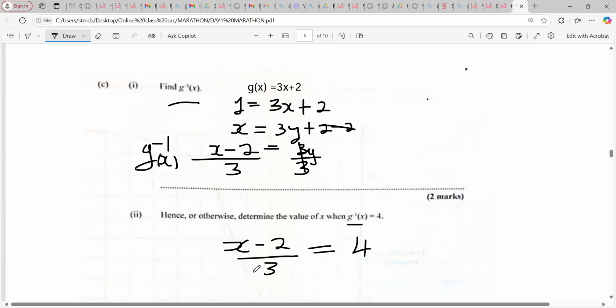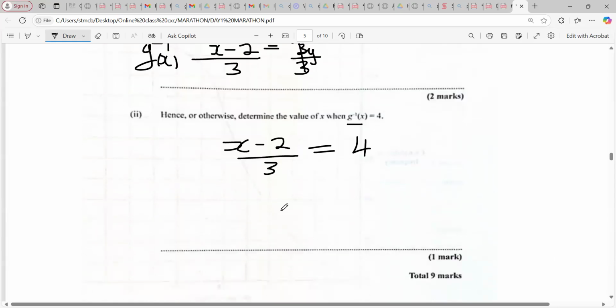So will I get rid of this first? The opposite of divide is times, so I'm going to put that. So that'll be x minus 2 equals 4 times 3, which works out to 12. But we're not done, right? We still have to take the opposite of the minus 2, which is add 2. So the answer will be 14.